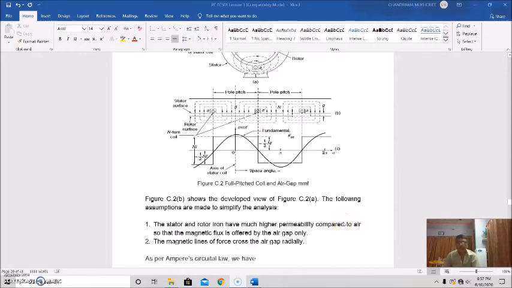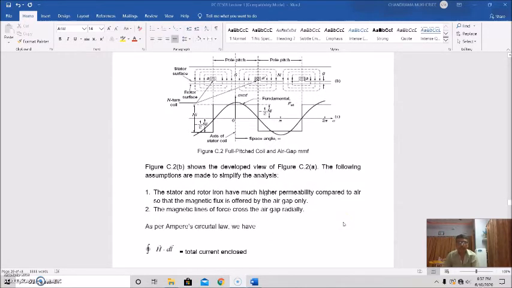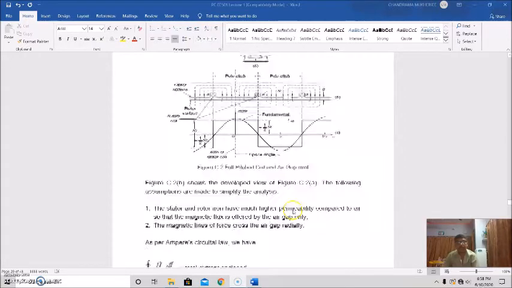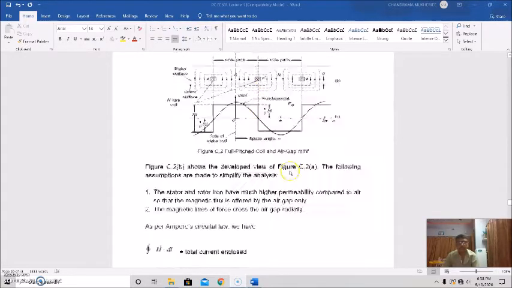The following assumptions are taken to simplify the analysis. Let's say the stator and the rotor iron have much higher permeability compared to air, so that the magnetic flux is offered opposition by the air gap only. The magnetic lines of force cross the air gap radially. You have seen it here.